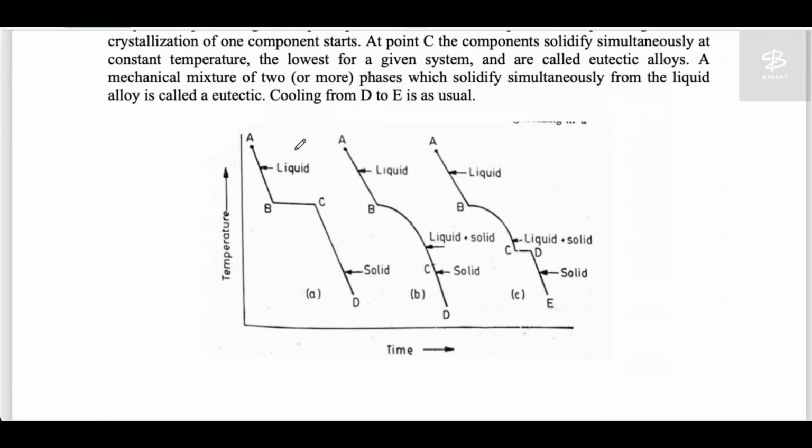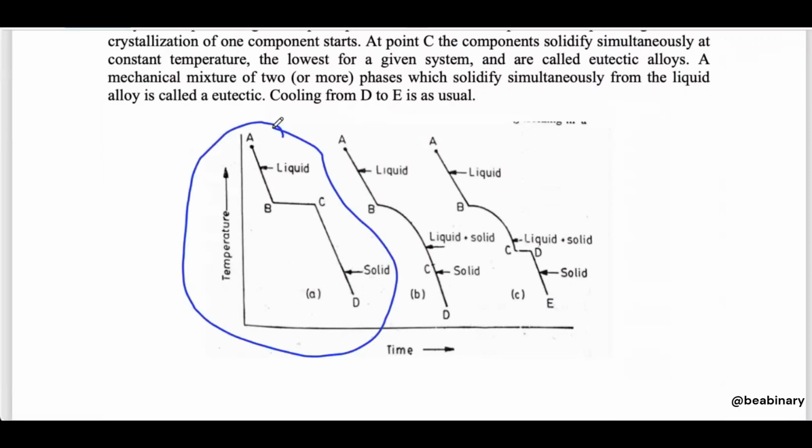If you have a pure metal, then what kind of cooling curve will you get? This is your cooling curve. What does it mean? Cooling curve means you are extracting heat from the system so that the system will cool down. This is the time axis. Suppose you are extracting the heat at a constant rate, which means the amount of heat extracted from the system is constant and not varying with time.